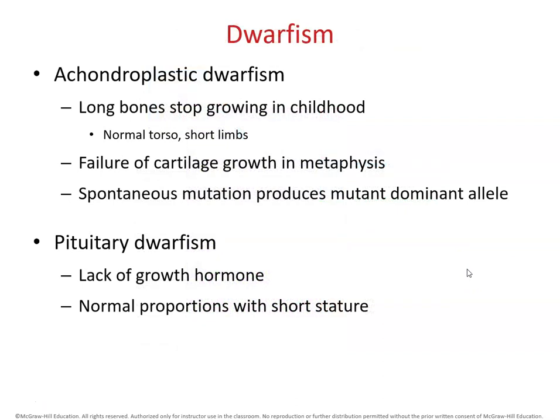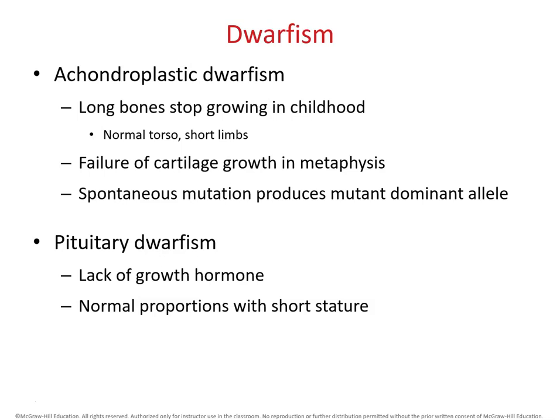Two diseases that are related to bone growth are achondroplastic dwarfism, and this is when a person has a normal-sized torso but short limbs. And in this case, we have a defect in metaphysis, a defect in that cartilage growth. And the long bones stop growing much earlier than they would in a typical human being. So this is a genetic disorder. It happens by a dominant allele. So one copy of this trait and a person will have achondroplastic dwarfism.